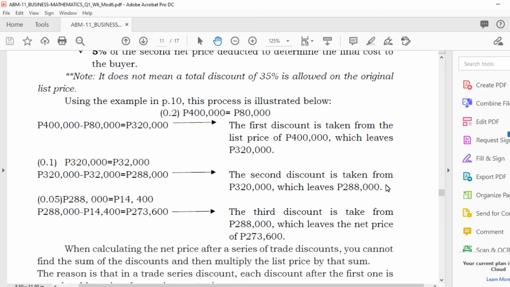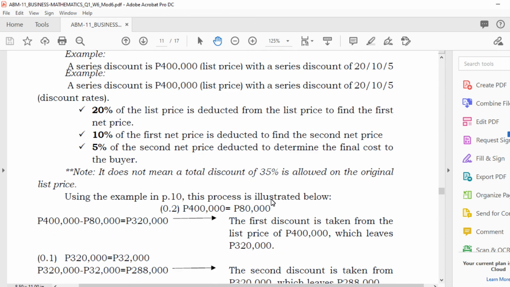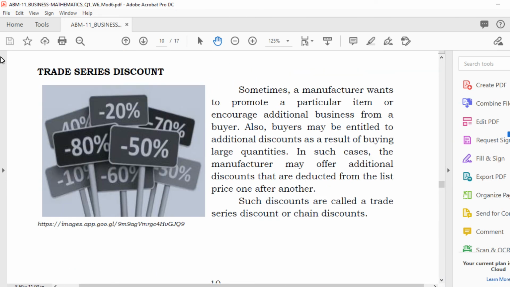Ngayon, last na, we have the 5%. So, 0.05 yon. 288,000 times 0.05 natin ay 14,400. So, 288,000 minus 14,400 equals to 273,600. So, ito po yung price. This is the net price na ibibigay mo. Last price mo na yan. That is the last, the net price na ibibigay mo sa customer mo after computing, okay, after computing the trade series discount.